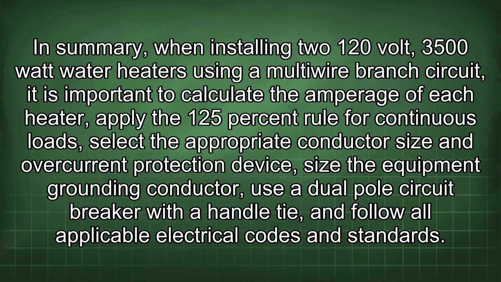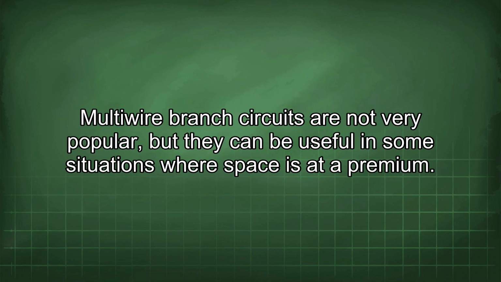Select the appropriate conductor size and overcurrent protection device. Size the equipment grounding conductor. Use a dual pole circuit breaker with a handle tie, and follow all applicable electrical codes and standards. Multi-wire branch circuits are not very popular, but they can be useful in some situations where space is at a premium.